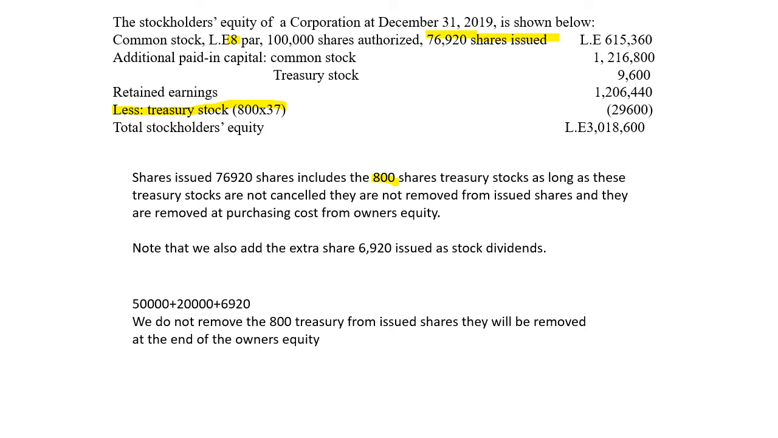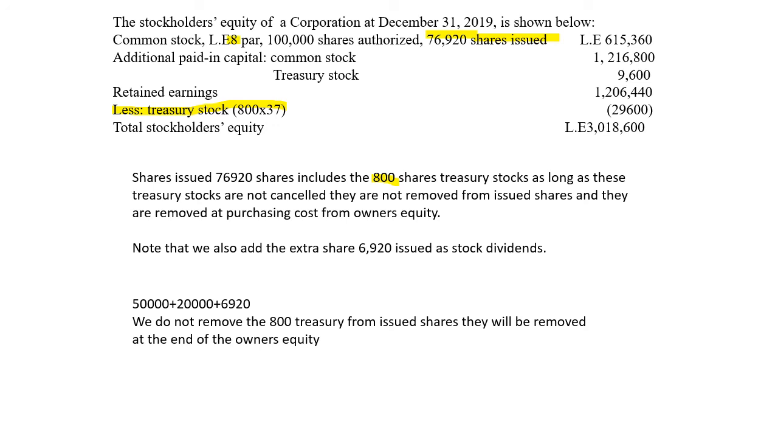The extra shares were 6,920. So it's 70,000 plus 6,920. We get the issued shares to be 76,920. 76,920 multiplied by 8, you get the value 615,360. Then we go to the part of additional paid in capital. You just add the given additional paid in capital common stock to any other additional paid in capital in the journal. And we have the additional paid in capital treasury stocks, that amount that happened as profit by reissuance of treasury stocks.